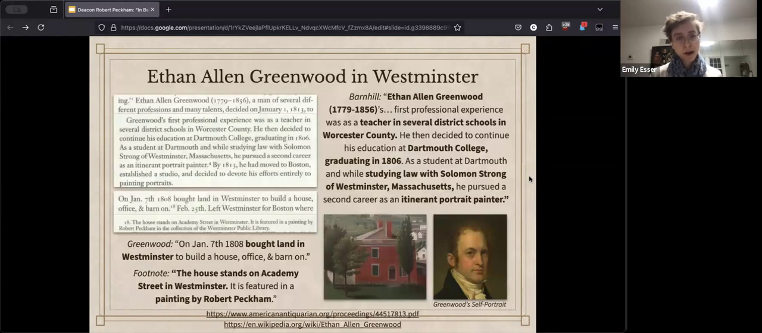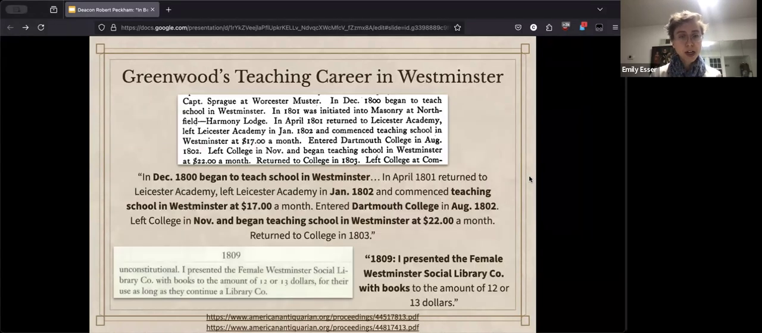And a little bit more about Greenwood and Westminster, thanks to Nick Langhart from Forbush Library for pointing out which of the homes in that Westminster painting is Greenwood's. Is that big red one? There he is, he painted himself. He taught notably in Westminster. It comes up in his diaries. This was before Westminster Academy, he came here as a teacher. He learned law in Westminster. So Greenwood was a very accomplished guy, a lot of professions, more than most people.